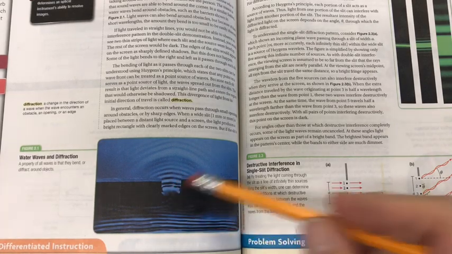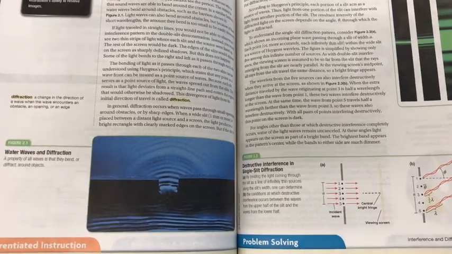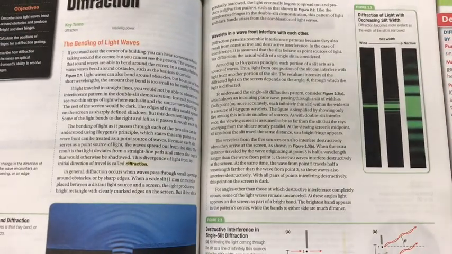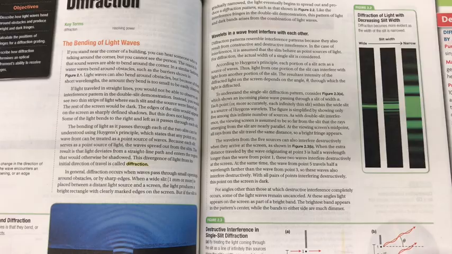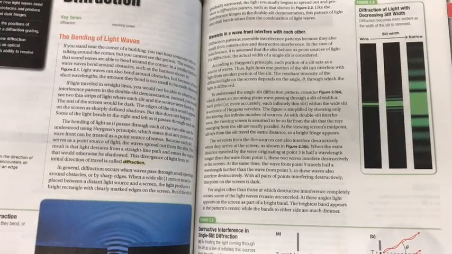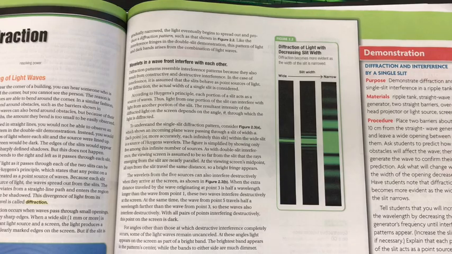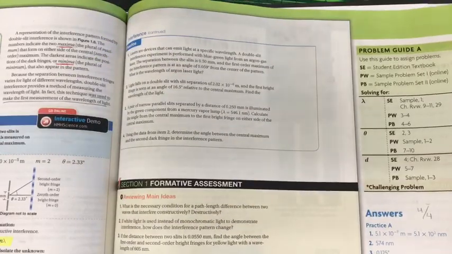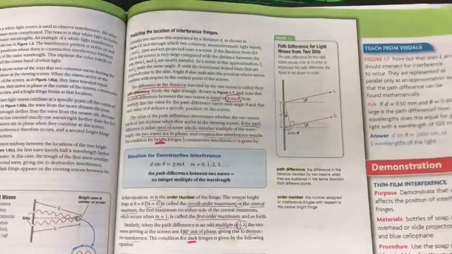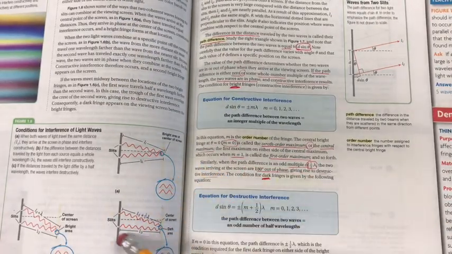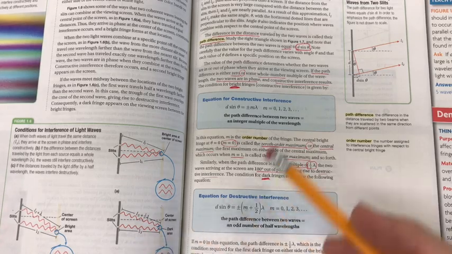Well, if we have one slit, you get some patterns, and what if we get two or more slits? This is what this section is about. As we talked about in the last section, the waves can constructively and destructively interfere, so you get bright spots and dark spots. We did some calculations with them.